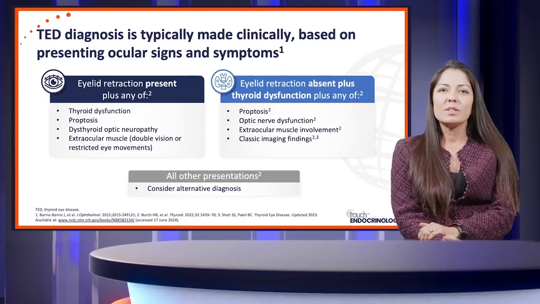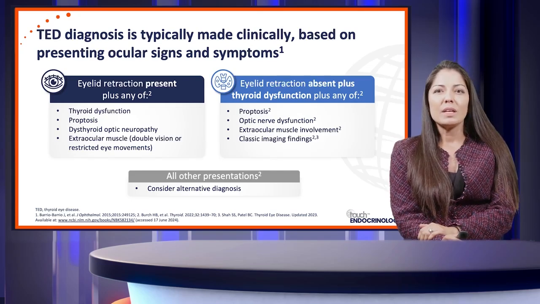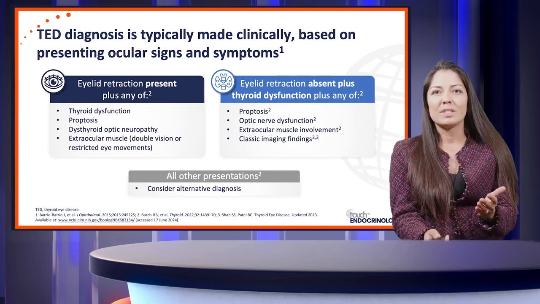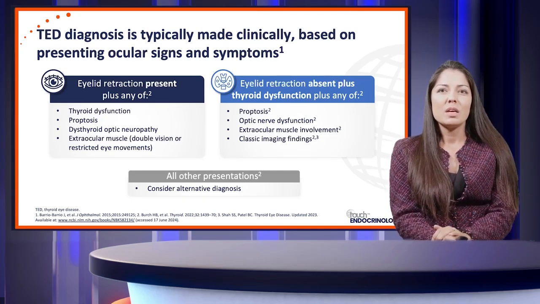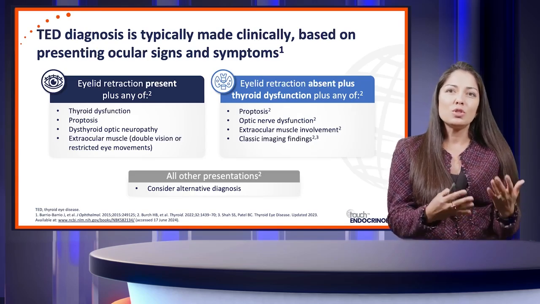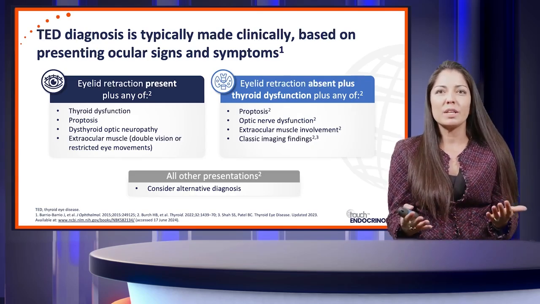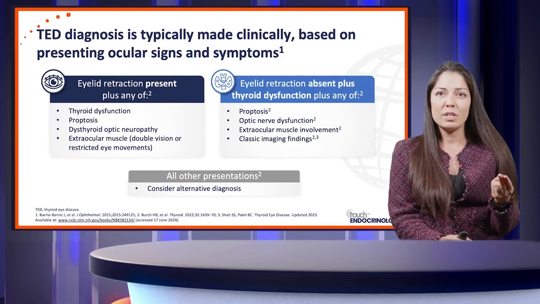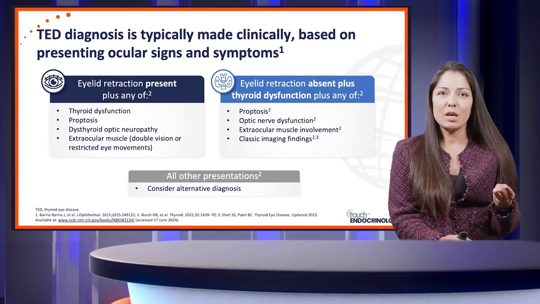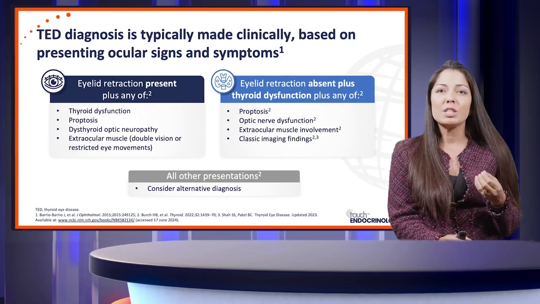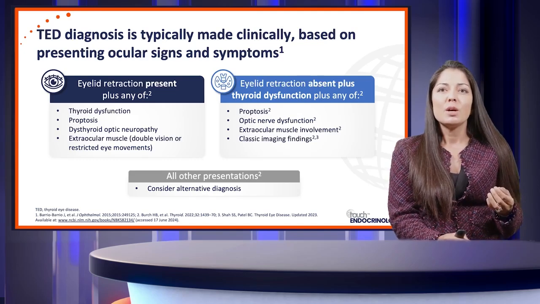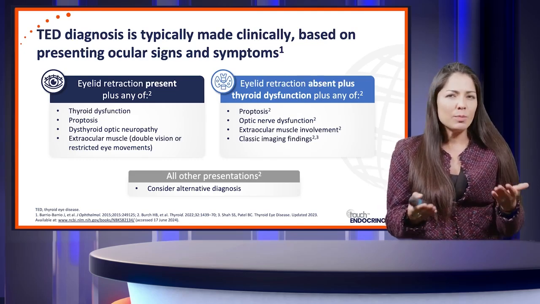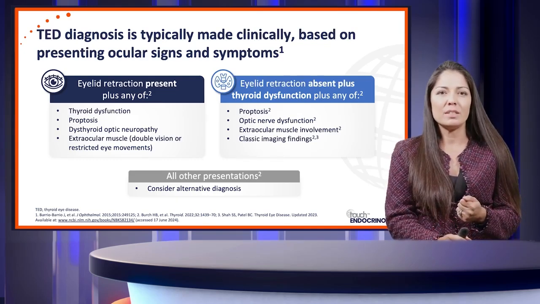Thyroid eye disease diagnosis is typically made clinically based on a constellation of presenting signs and symptoms. And so we really want to find at least 2 out of the following 3 things to make this diagnosis: clinical signs and symptoms, thyroid dysfunction, and classic imaging findings. So if you have a patient that has eyelid retraction plus any of the following, you can be pretty confident that they have thyroid eye disease.